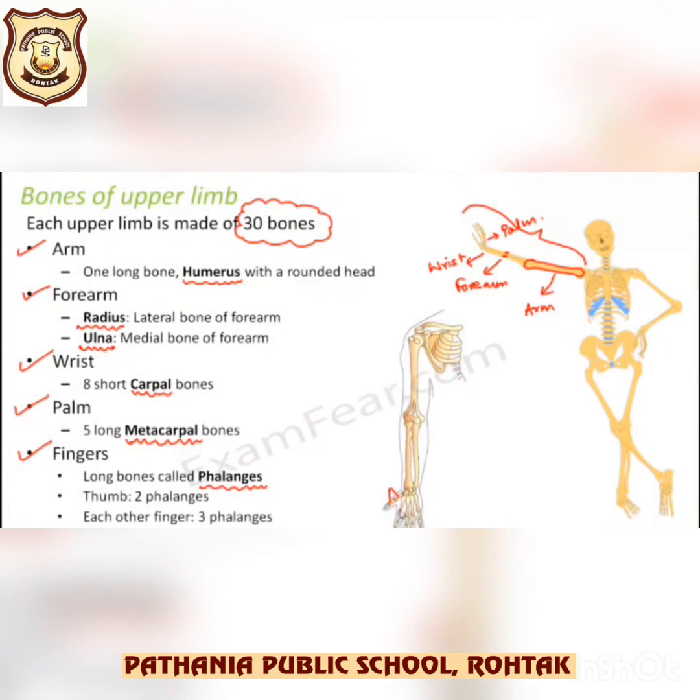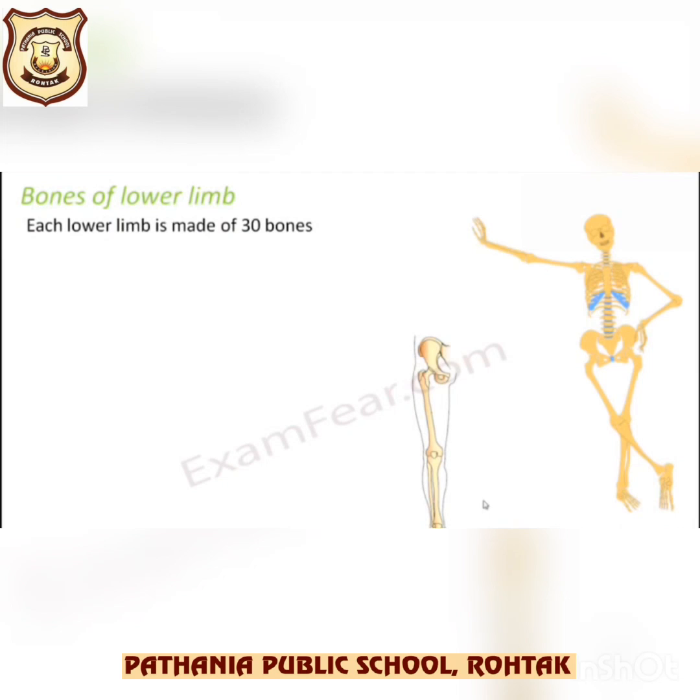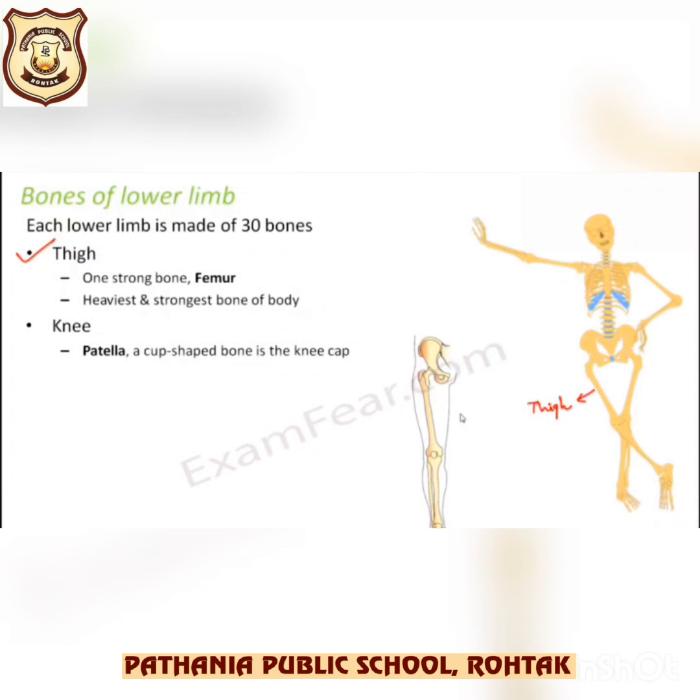Okay, now the bones of the lower limb. Each lower limb is made of 30 bones. The lower limbs of the body on which a person walks or stands are called legs. There are 2 legs in the human body, and the 2 legs are attached to the hip bone of the skeleton by a ball and socket joint. Each leg consists of 3 parts: upper leg, lower leg, and foot.